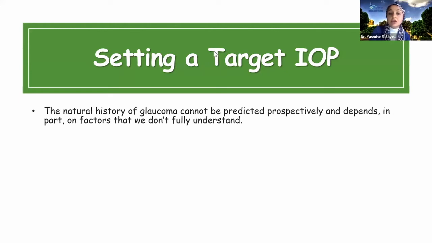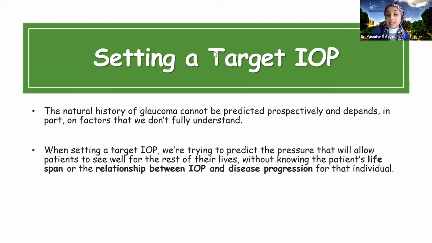But the natural history of glaucoma for every patient is unpredictable, because it depends, as we said, on factors that we don't fully understand, like the resilience of the nerve, and factors that we can't accurately predict, like the lifespan of the patient.